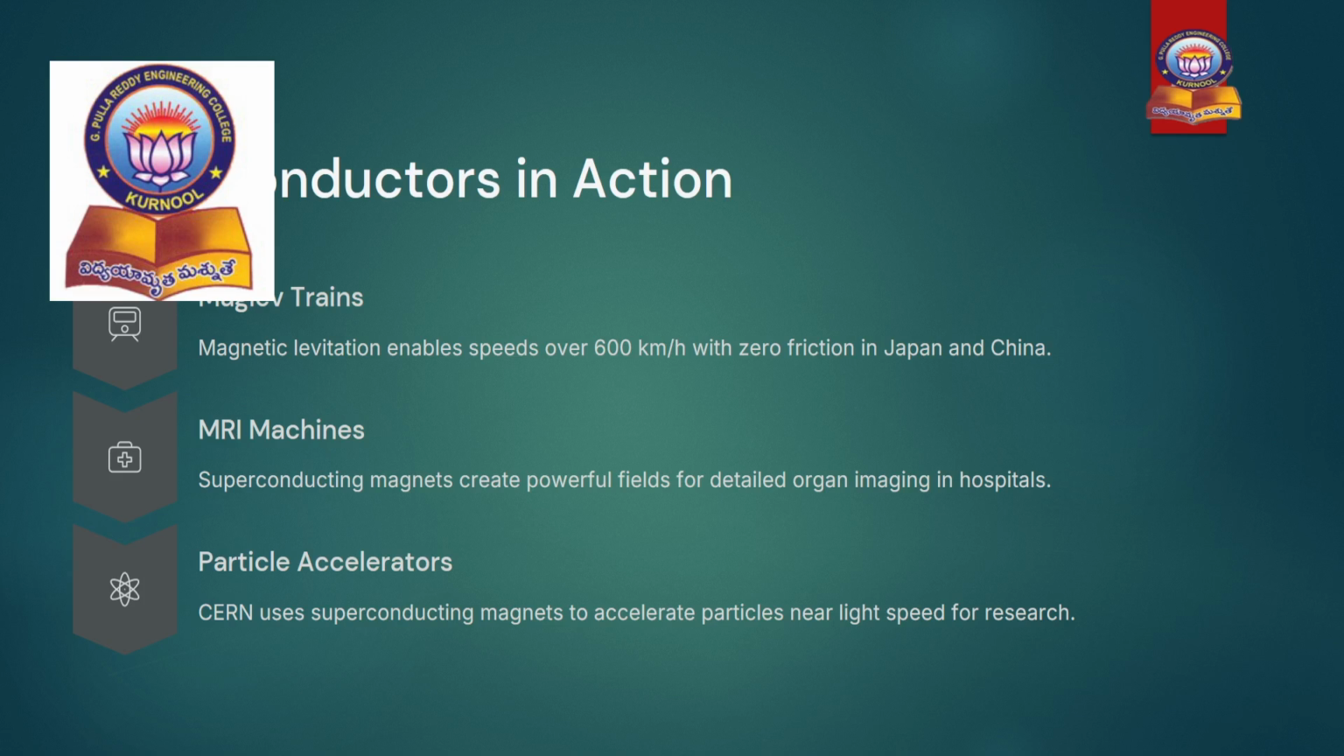The superconducting magnets create powerful fields for detailed organ imaging in hospitals. So superconductors are also used in MRI machines. And superconductors are also used in particle accelerators. CERN uses superconducting magnets to accelerate particles near light speed for research. So these are all the applications where superconductors are used, or superconductors that are in action.